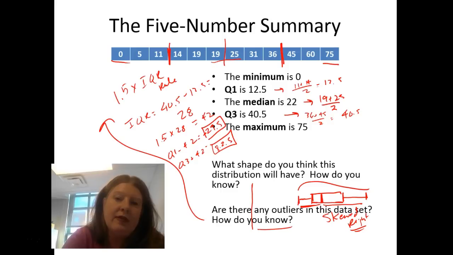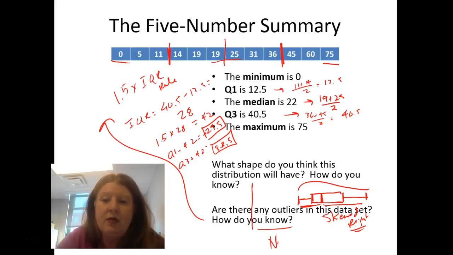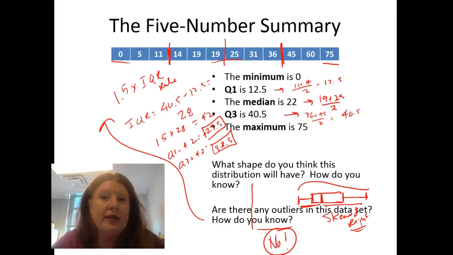And so remember, you have these two numbers now, and you want to see, do you have any values in the data set that are less than negative 29.5? No, our smallest is 0. Do we have anything that's greater than 82.5? No, our largest is 75. So we have no outliers according to the 1.5 times IQR rule.